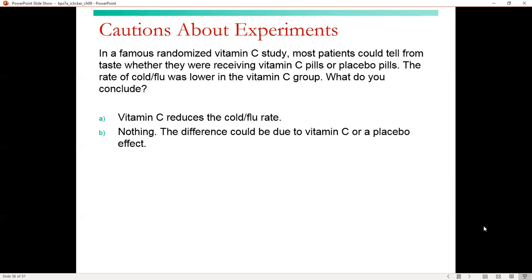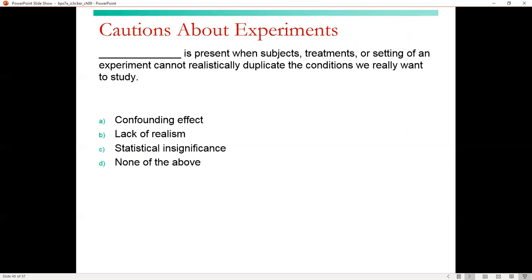In a famous randomized vitamin C study, most patients could tell from taste whether they were receiving vitamin C pills or the placebo pills. The rate of cold and flu was lower in the vitamin C group. What do you conclude? We conclude nothing, because the difference could be due to the vitamin C or the placebo effect, the fact that they knew they were getting the vitamin C. Blank is present when subjects, treatments, or setting of an experiment cannot realistically duplicate the conditions we really want to study. Lack of realism.